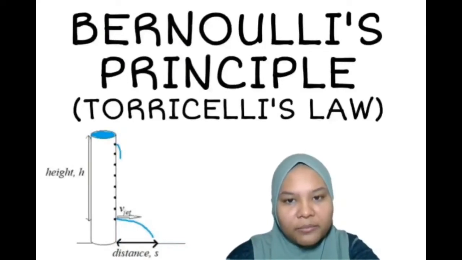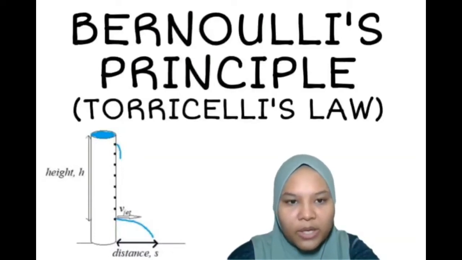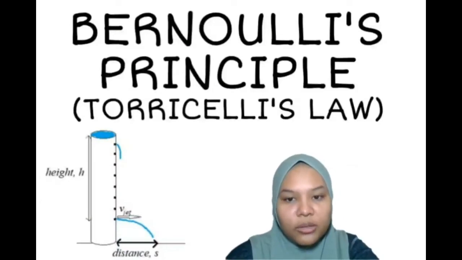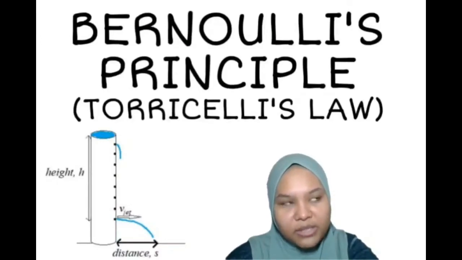Today, me and my friend will discuss the Bernoulli principle and Torricelli law. What is the Bernoulli principle and what is the relation between Bernoulli and Torricelli law? The Bernoulli principle was pioneered by Daniel Bernoulli, who published a book of hydrodynamics in 1738. However, the formula was derived by Leonhard Euler in 1752.